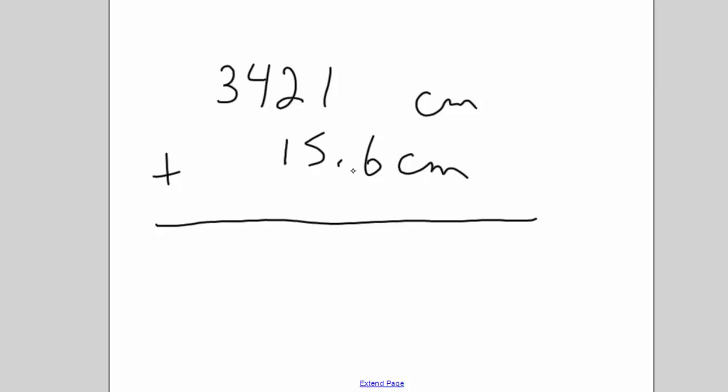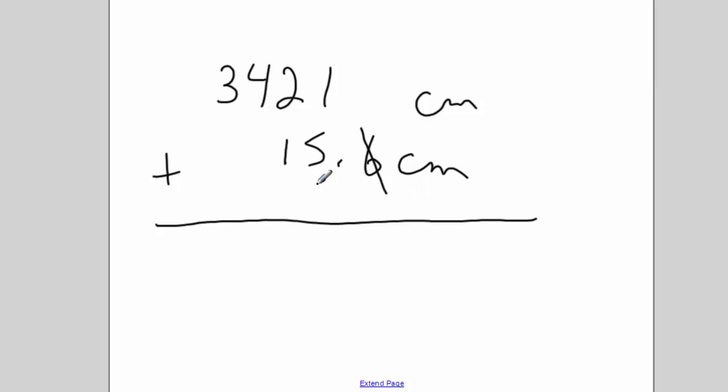But this 0.6 cannot be added here. In math class, you just put a 0 there and you'd add. But again, this is based on a measurement. If this 1 is estimated, then you have no idea what the tenth is at all. It's not a 0, and you can't assume it's a 0. So you can't add here.